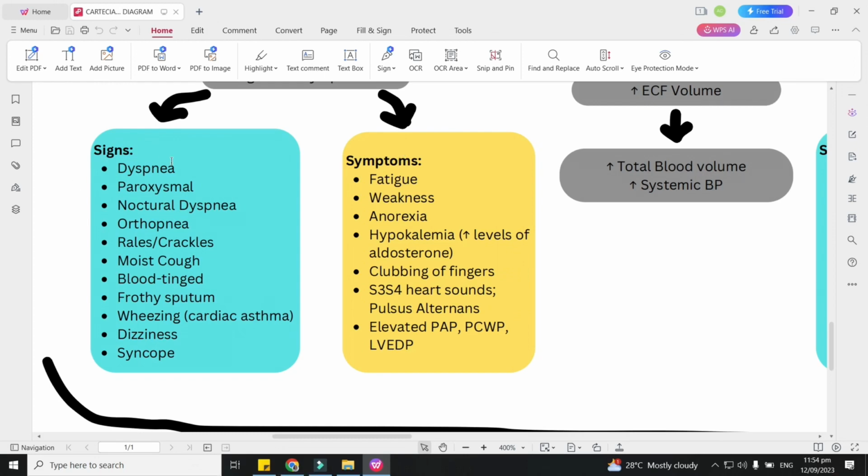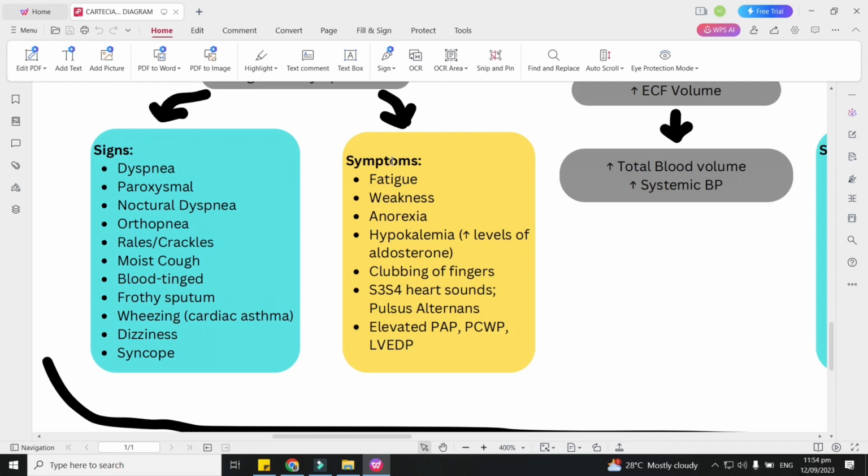So when we say the signs, we have dyspnea, paroxysmal nocturnal dyspnea, orthopnea, Rayleigh crackles, moist cough, blood tinged, frothy sputum, wheezing if they're cardiac asthma, dizziness, and syncope. So that's what our patient would explain to the healthcare provider.